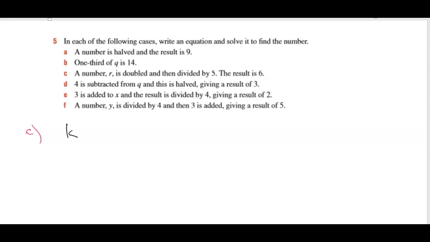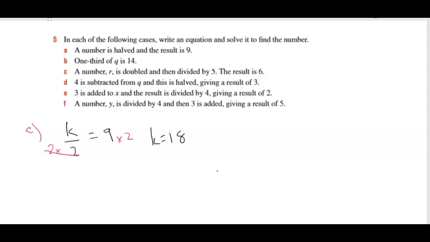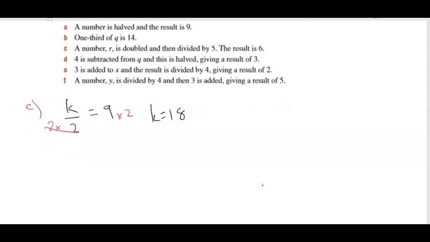It's halved. So when something is halved, it's divided by 2 and the result is 9. So when we solve that, we need to get rid of the 2. So let's multiply both sides by 2 first. And then we're left with K equals 18. All right, I'm going to set up the other ones for you, but you can solve them. Otherwise, we're going to be here for a while. I don't want these videos to get too long. I might just do E and F over here.